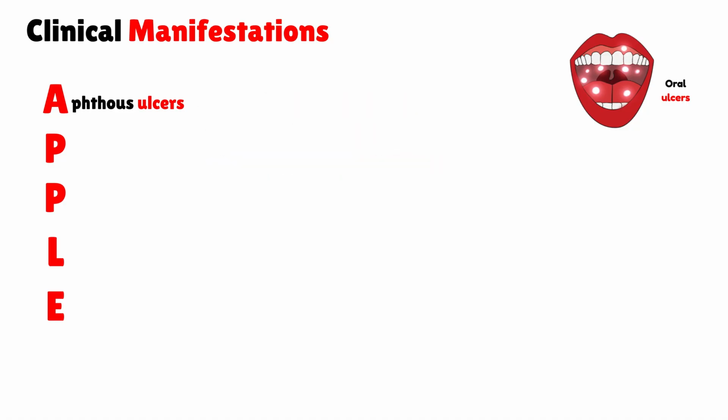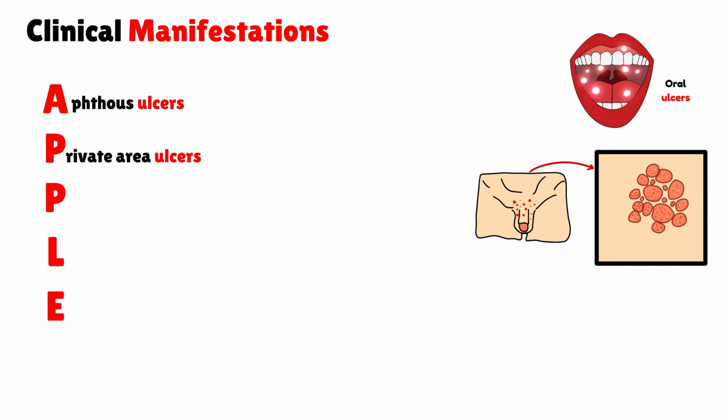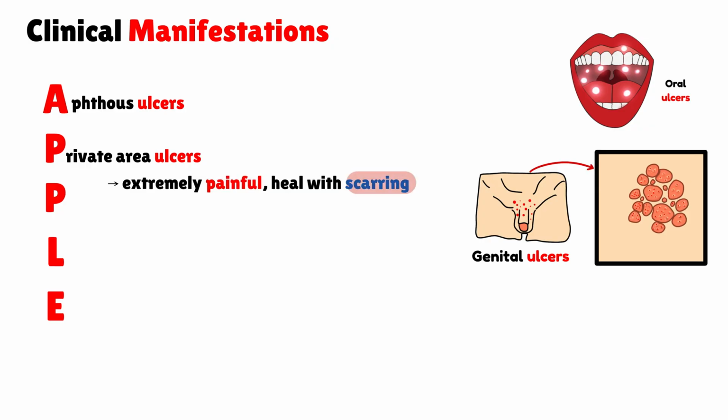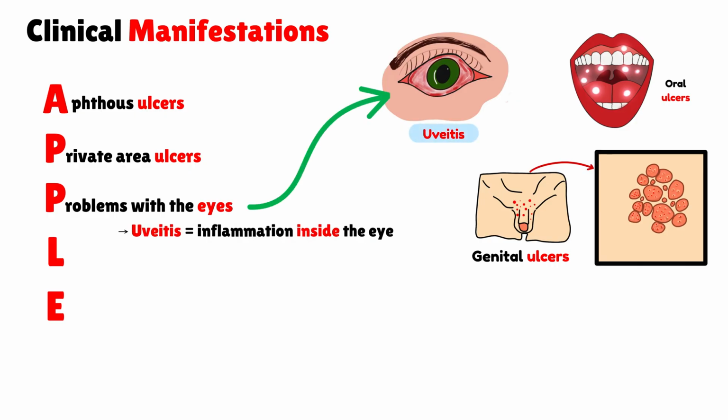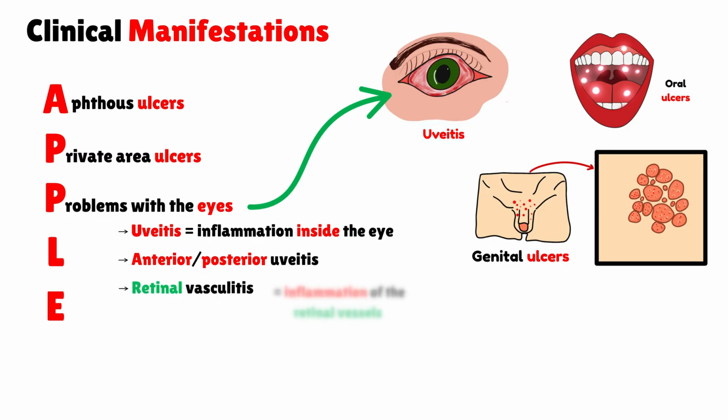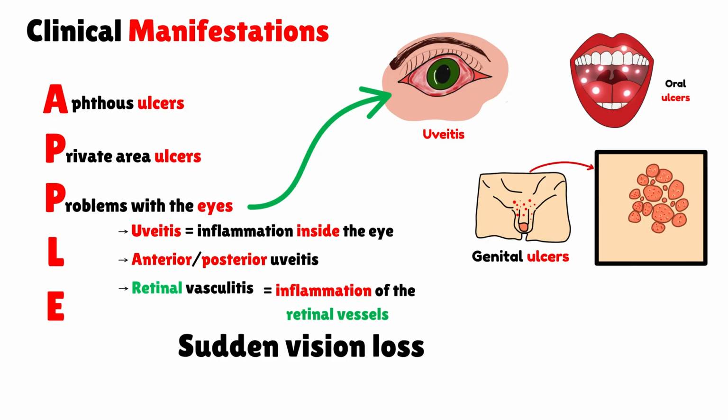The first P stands for private area ulcers, in other words, genital ulcers. These are deeper, extremely painful, and often heal with scarring, unlike the ordinary oral aphthous many people experience. The second P refers to problems with the eyes. The hallmark here is uveitis, which is inflammation inside the eye. Both anterior and posterior uveitis may occur, and retinal vasculitis, inflammation of the retinal vessels, can cause sudden vision loss.